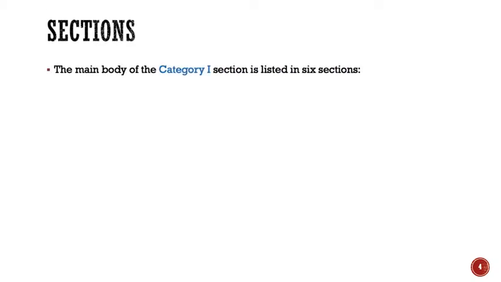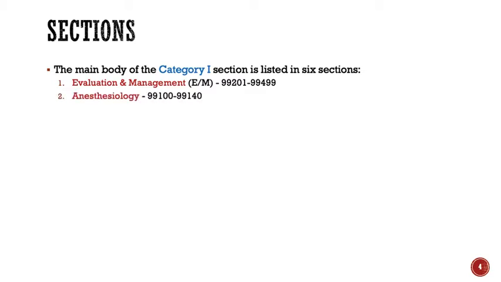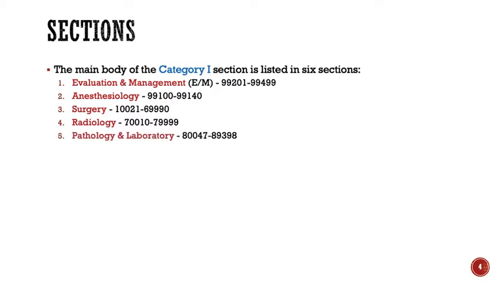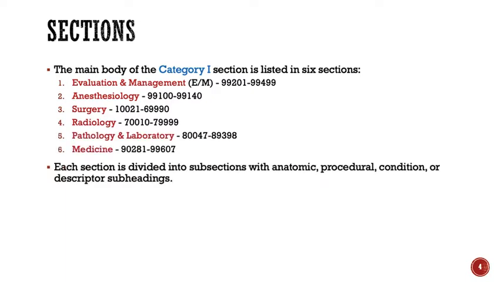CPT has Category 1 codes listed in 6 sections: 1. Evaluation and management, 2. Anesthesiology, 3. Surgery, 4. Radiology, 5. Pathology and laboratory, and 6. Medicine. Each section is divided into subsections with anatomic, procedural, condition, or descriptor subheadings.